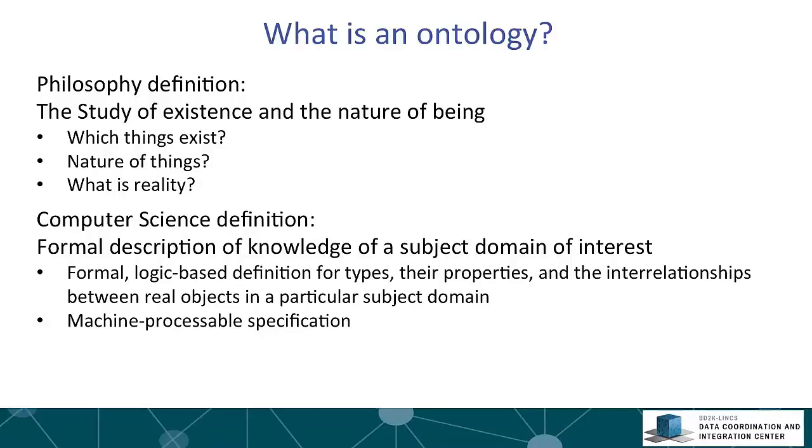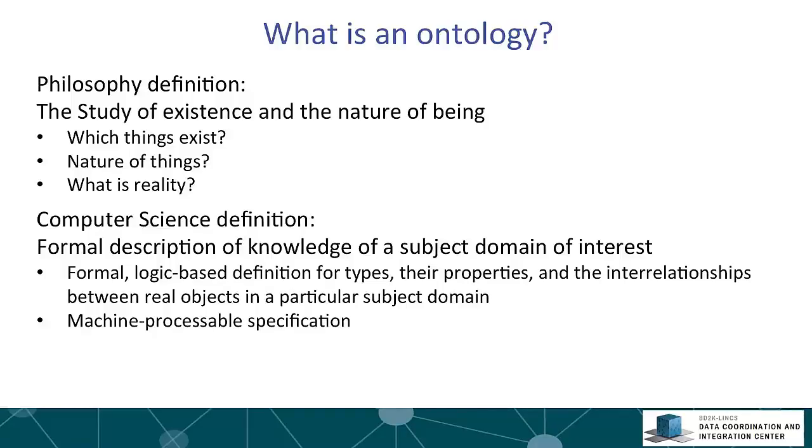The computer science definition of ontology, which we are talking about here, is a formal description of knowledge of a subject domain of interest. So an ontology would be a formal logic-based definition of the types, their properties, and their interrelationships between real objects in a particular subject domain. For example, to formalize the domain family, we can define the relationships husband-wife, mother-daughter, brother-sister, and so on. If done properly, the knowledge in a subject domain, in this case family, can be formalized using logical axioms.